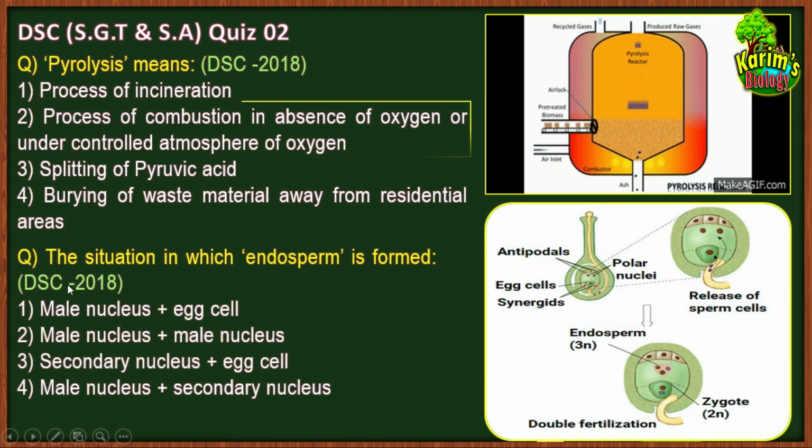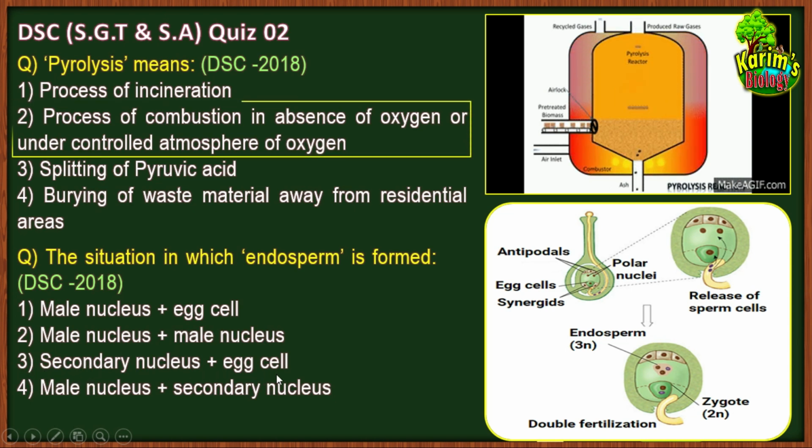The situation in which endosperm is formed. So this was the previous question given in DSC 2018. The first option is male nucleus plus egg cell. Male nucleus and egg cell, when they fuse together, the resulting cell that is formed is the zygote. And the second option is male nucleus plus male nucleus. There is no chance of male nucleus fusing with another male nucleus. So this is also not the correct answer.